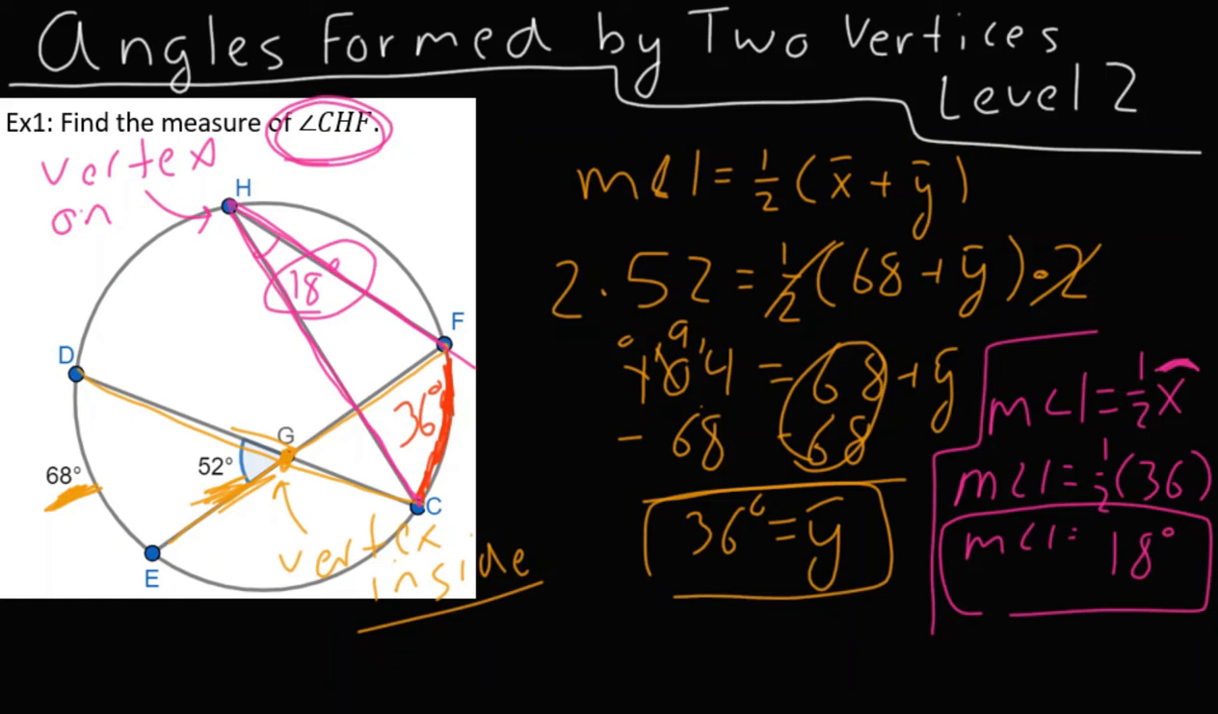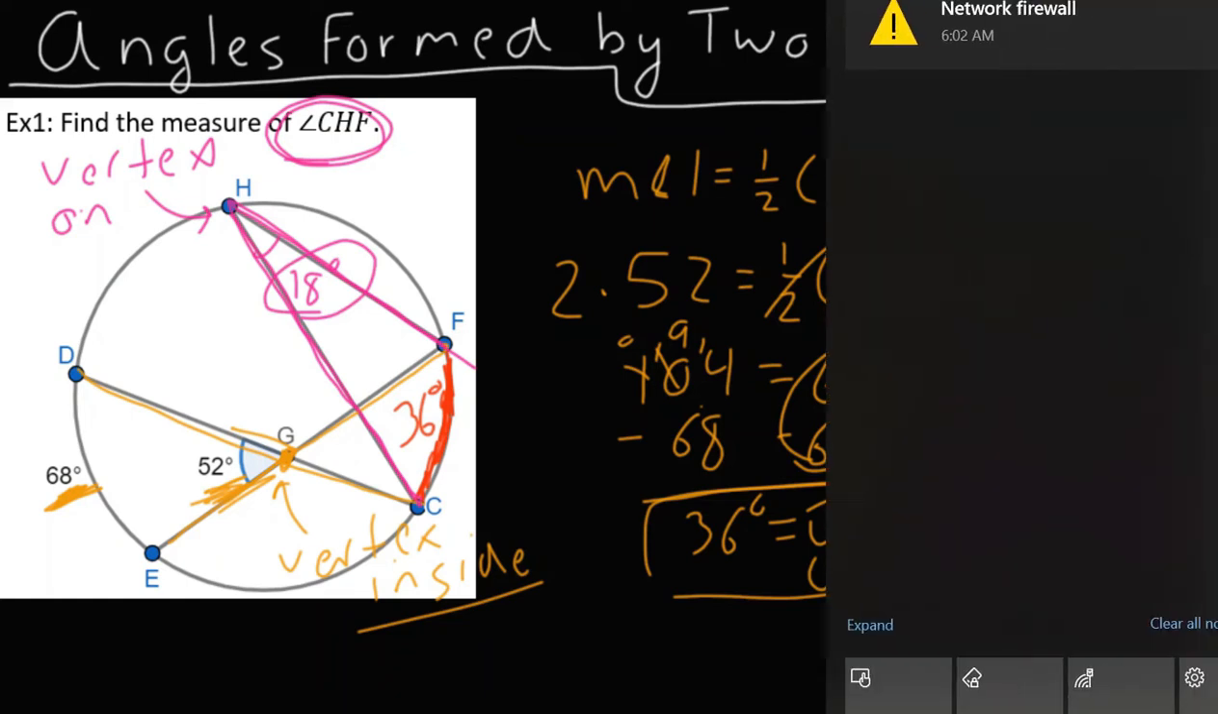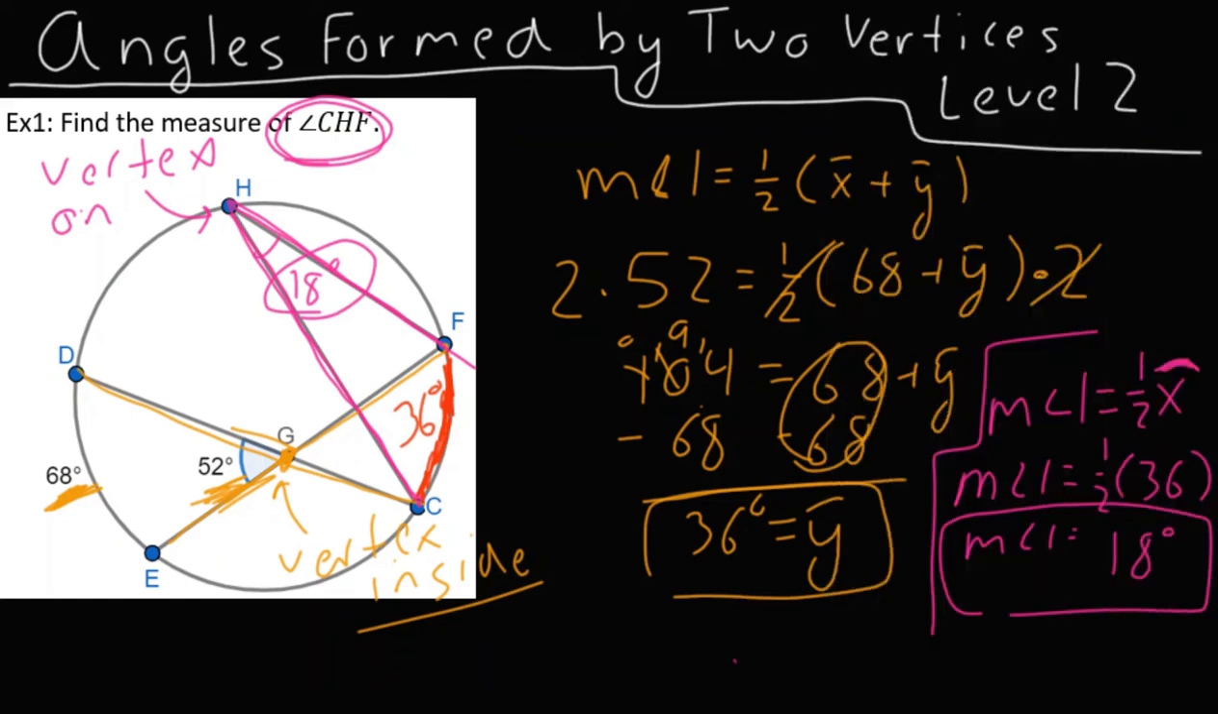I would encourage you to pause the video right here. Go ahead and finish taking the notes as necessary. And all right, now for example 2, we see that given angle DGE equals 41 degrees, and we see that arc DE is 63 degrees. They want us to find the measure of angle DHG.